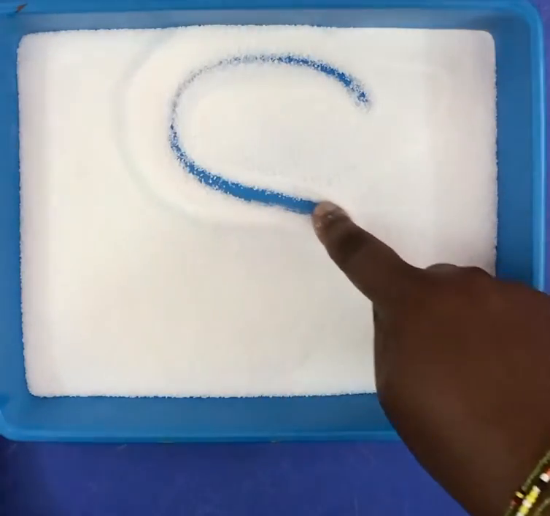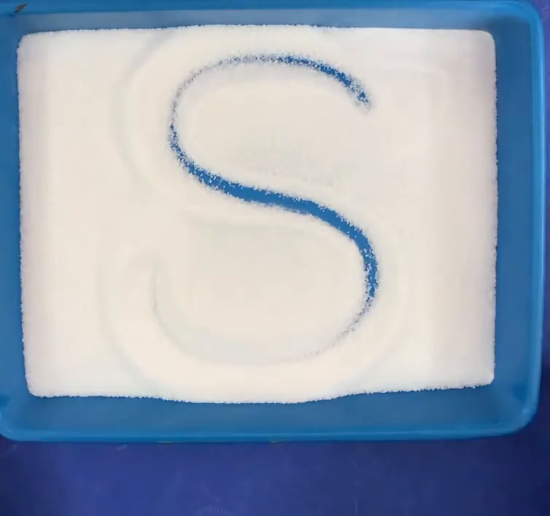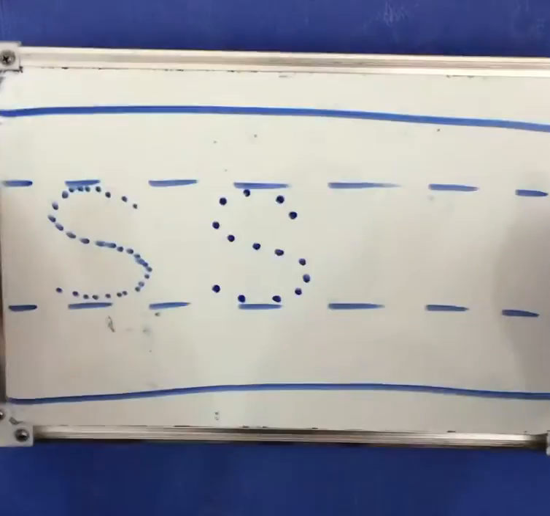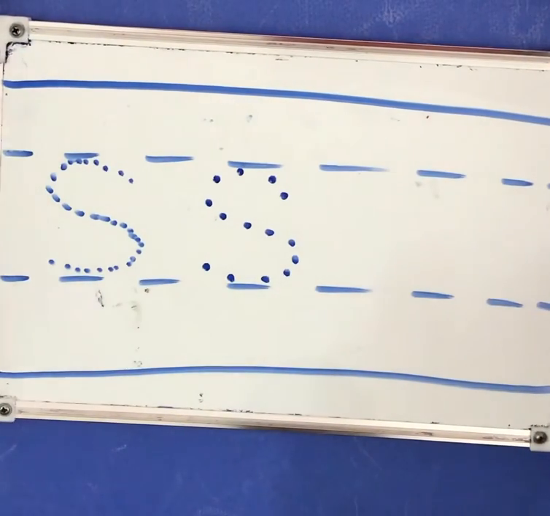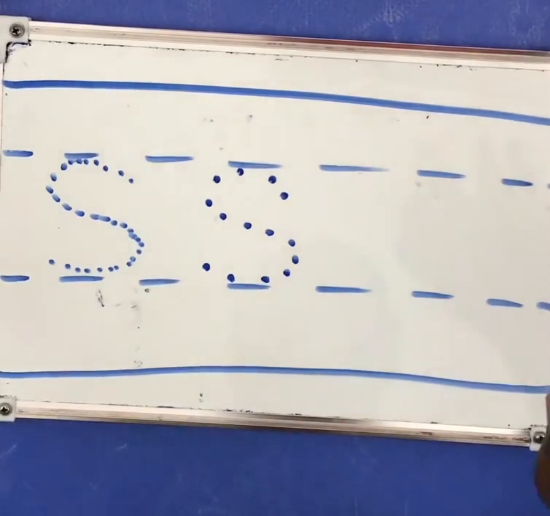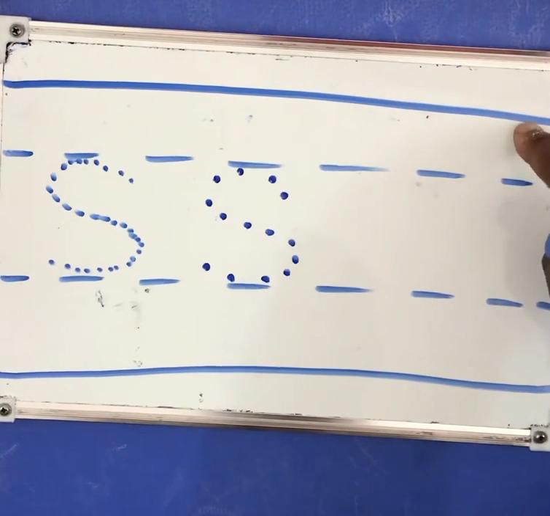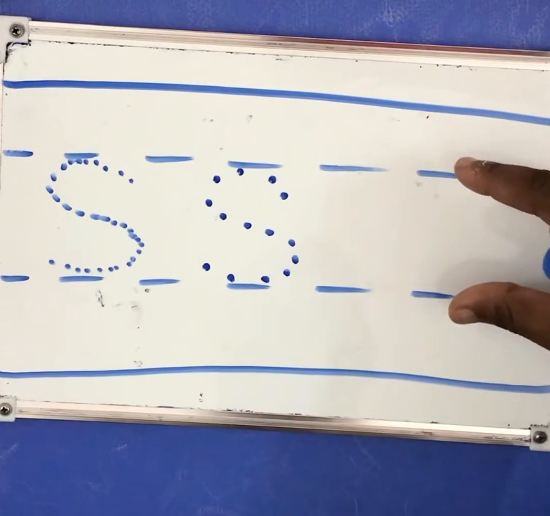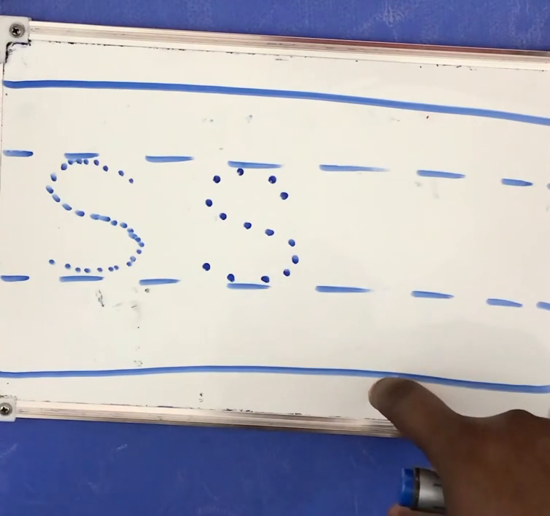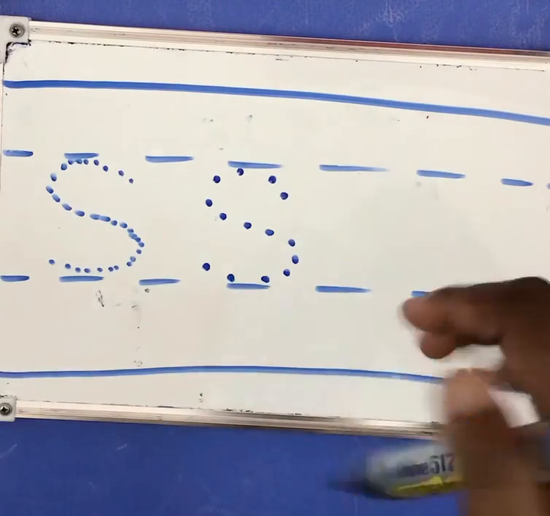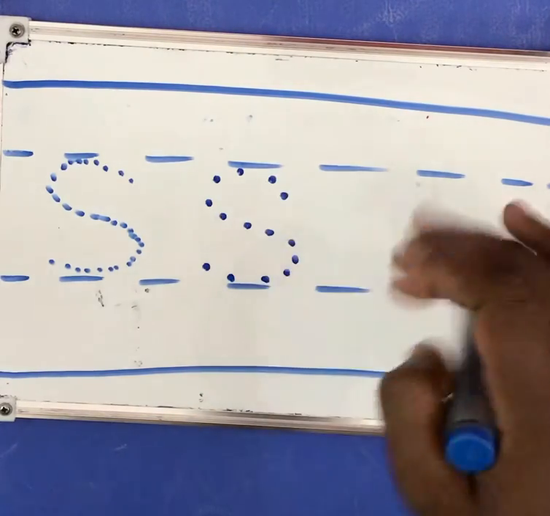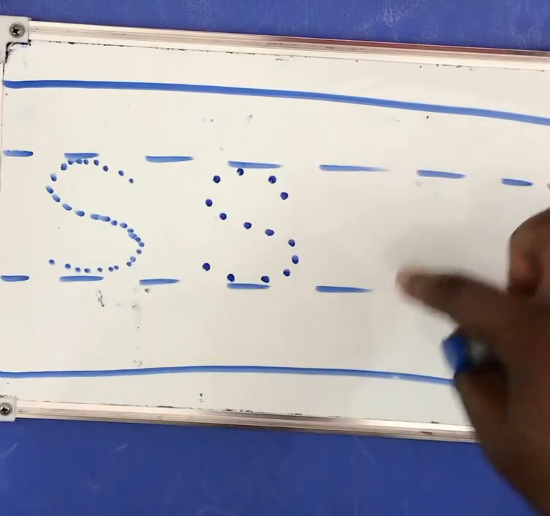Caterpillar and around. Now, the sound S is a short letter. When I talk about short, in your book, you have 3 lines. You have the top line, you have the middle line, and you have the bottom line. When the sound is a short letter, we write it only in the middle line. You see the middle line is dotted.